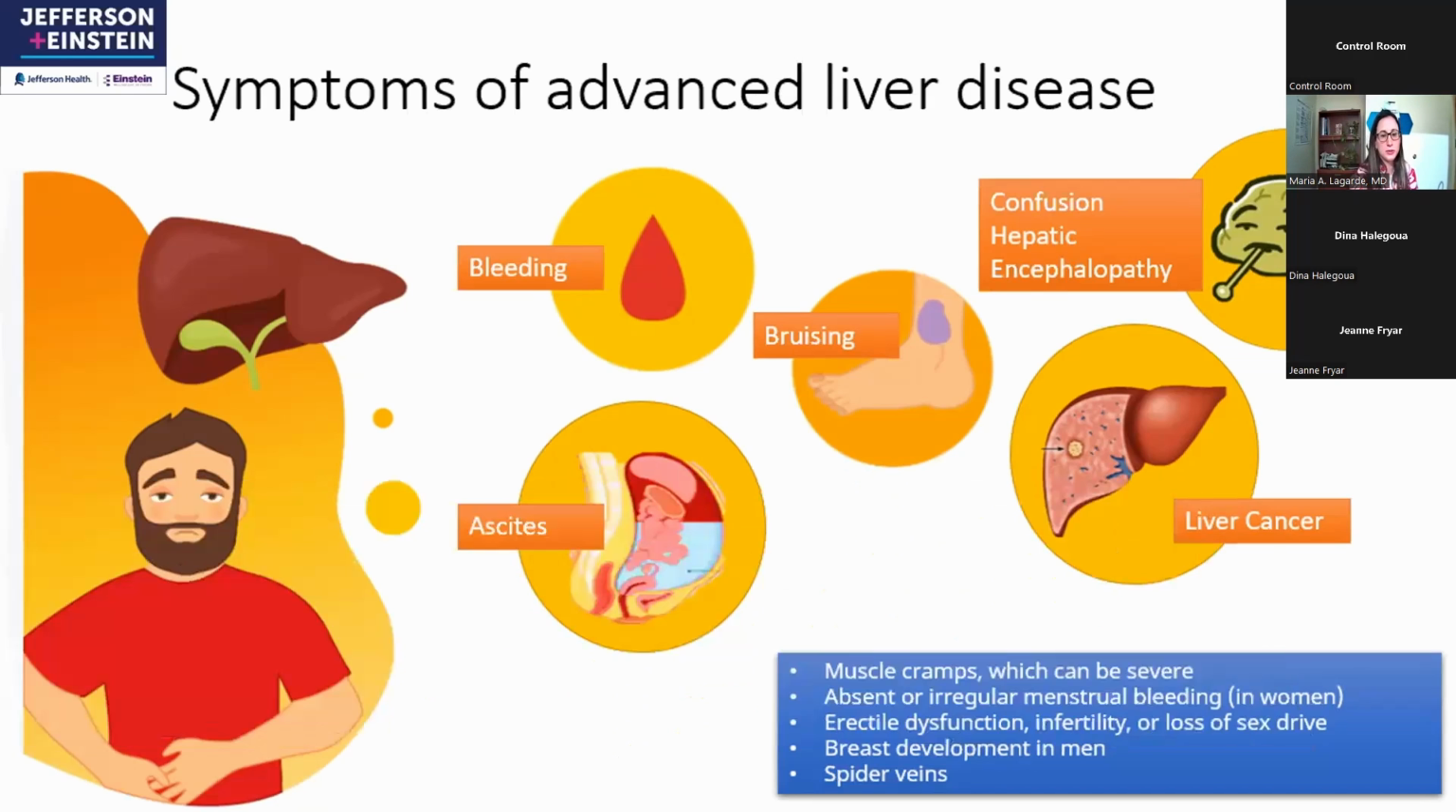Getting almost close to time, but I just wanted to mention some symptoms of advanced liver disease. Things to look for: excess bleeding, ascites, meaning excess fluid that starts to build up in the abdomen, excessive bruising, again signs of bleeding inside the tissues, confusion, that's something we call hepatic encephalopathy, or again, liver cancer. So if cirrhosis is identified, these are some of the symptoms that your doctor will be asking.